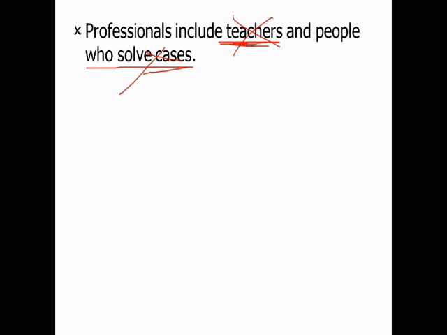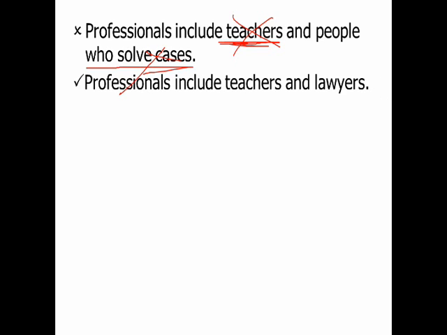So how do you correct the following sentences? Professionals include teachers and lawyers. If you are using a noun, make sure to use a noun also for the next item in the series. Number one item, number two item. That's a noun, and you should also use a noun. Another way of correcting this one should be like this: Professionals include people who teach and people who solve cases.